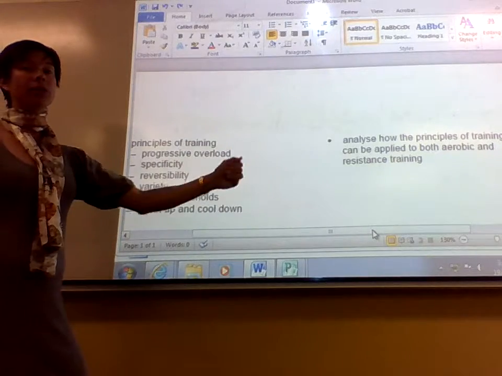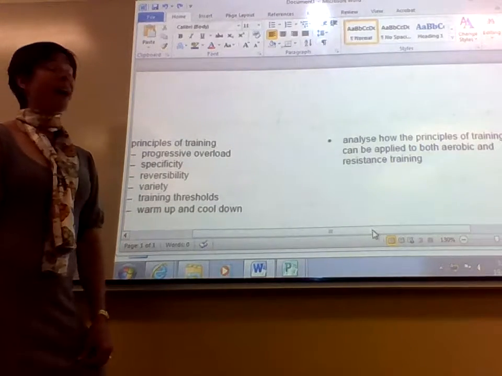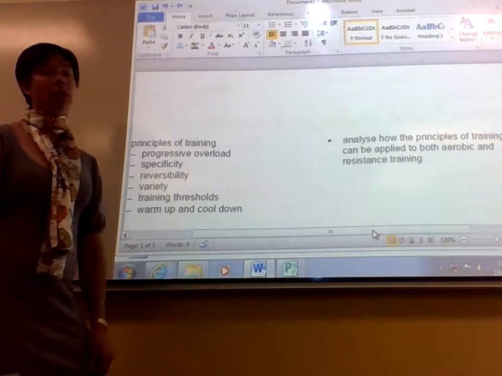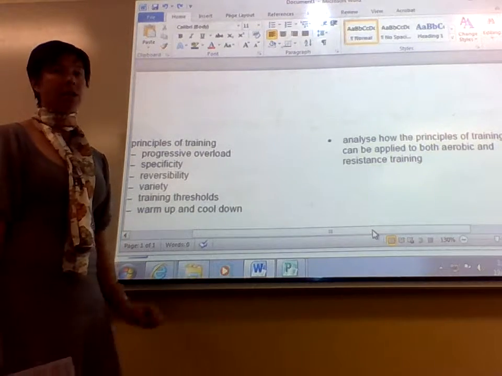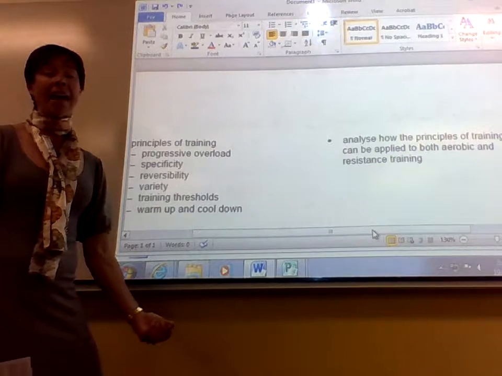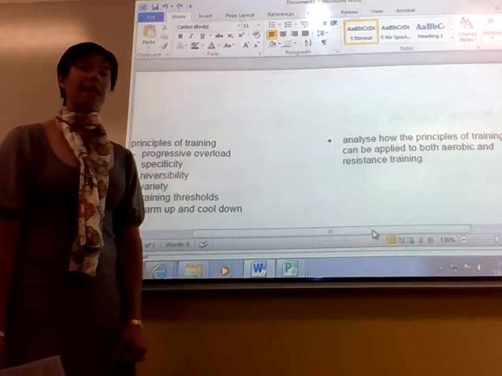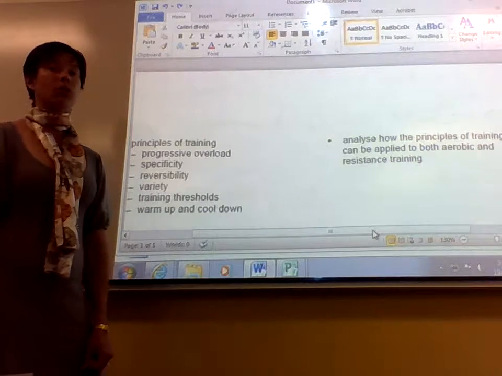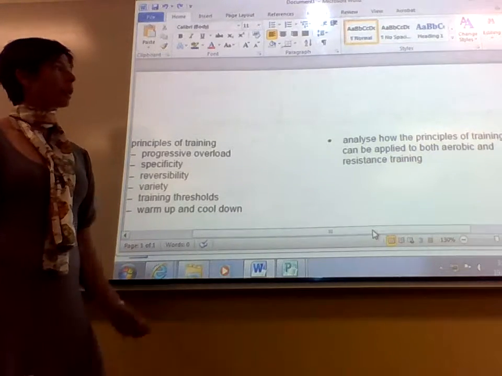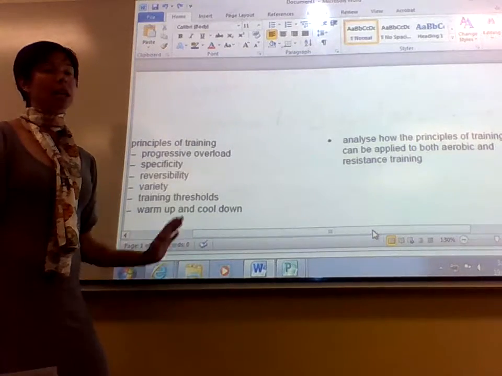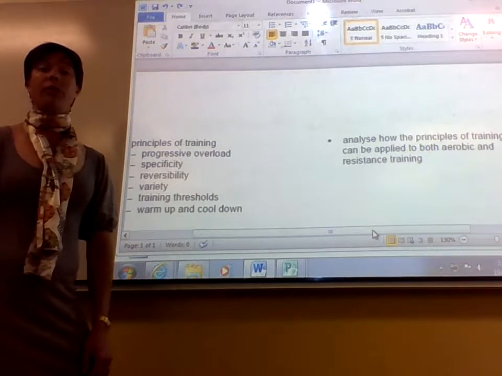And if you look across, students learn to analyse how the principles of training can be applied to both aerobic and resistance training. So specifically, we were looking at aerobic and resistance training, which you did previously in dot point 2 of the syllabus. So we're looking at an analysis style question that may be asked of you in regards to the principles of training.